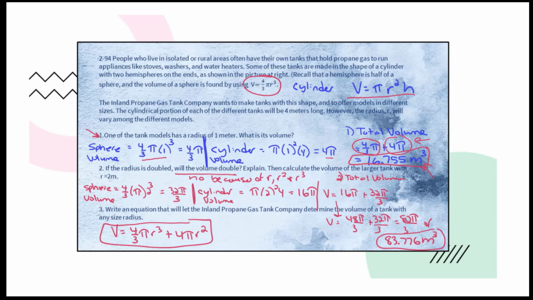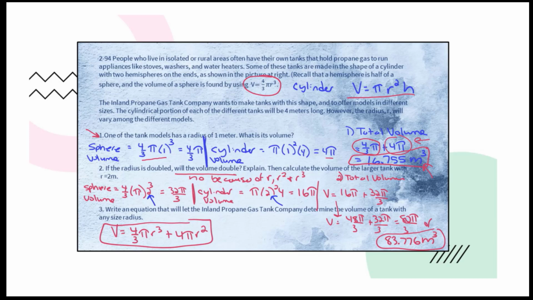16.755 meters cubed. Okay, that's the answer for part 1. Now, the question on part 2, it says if the radius is doubled, will the volume double? No, you can't say that because in the sphere formula, we are using our radius and cubing it. In the cylinder formula, we are using radius and we're just squaring it. So that can't be just a double just because we decided to put 2 in there.